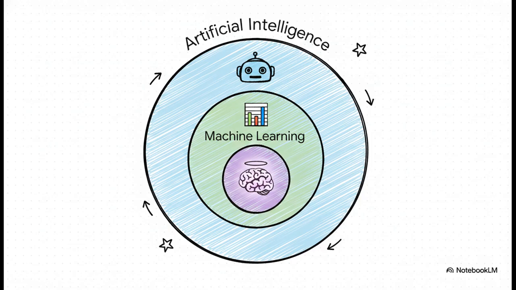Pop that open, and inside you have machine learning. This is a specific subset, focused purely on algorithms that learn from data to make predictions, rather than relying on strict rules written by humans. And then, nestled deep inside that one is deep learning, an even more specialized subset that uses complex, multi-layered neural networks, completely inspired by the human brain, to handle just massive volumes of data.